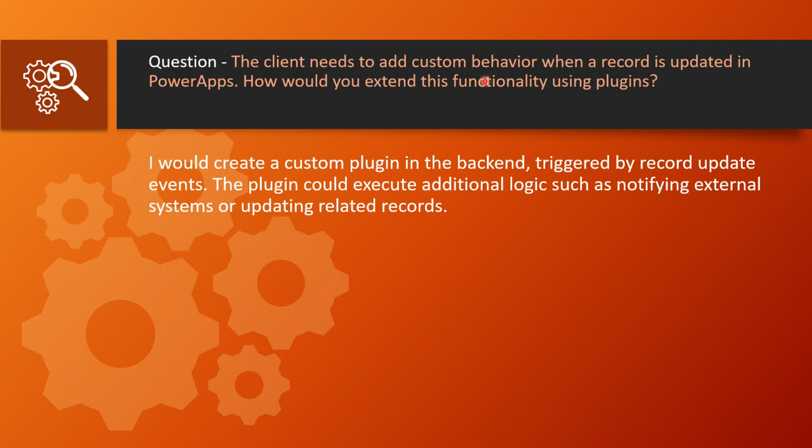The client needs to add custom behavior when a record is updated in Power Apps. How would you extend this functionality using plugins? For this case, you need to create a custom plugin in the backend that will be triggered by the record update event. The plugin could execute additional logic such as notifying an external system or updating related records.